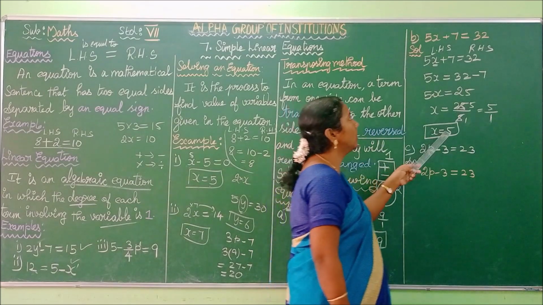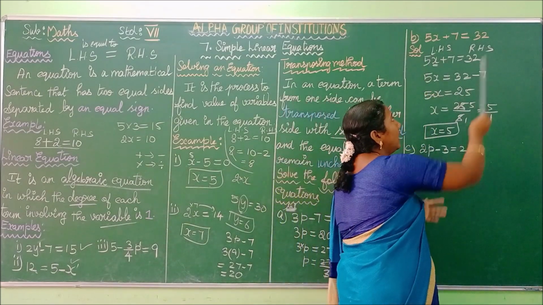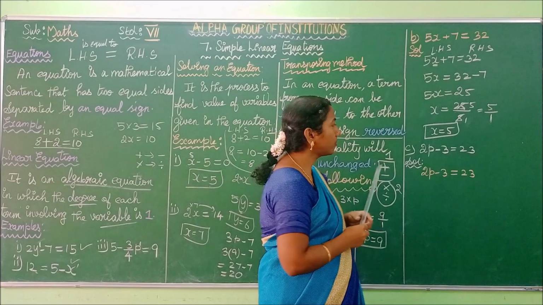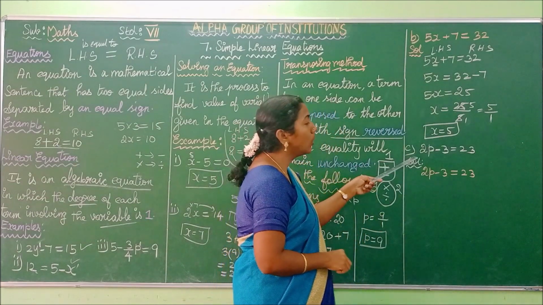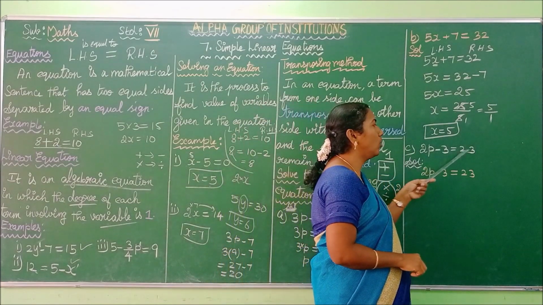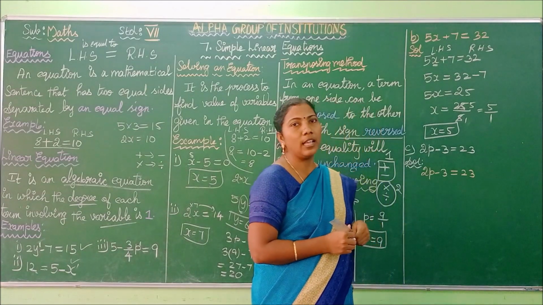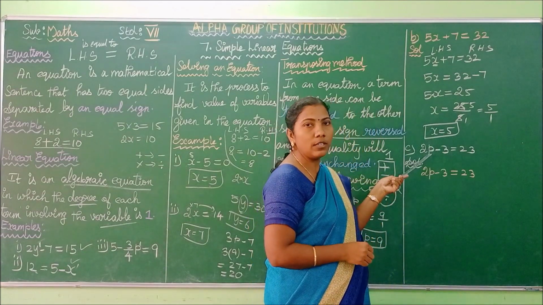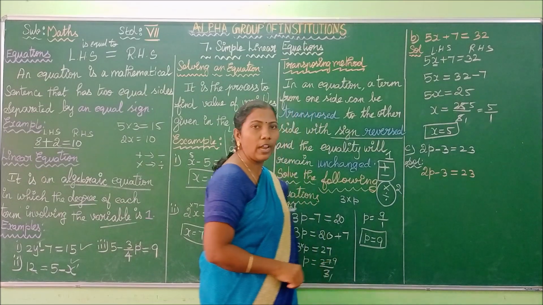You can also substitute the 5 in this equation. You get the answer 32. Okay. Next, see the C sum. 2p minus 3 equal to 23. We have to find the value of the variable. What is the variable? p. Now we are going to find the value of the variable.